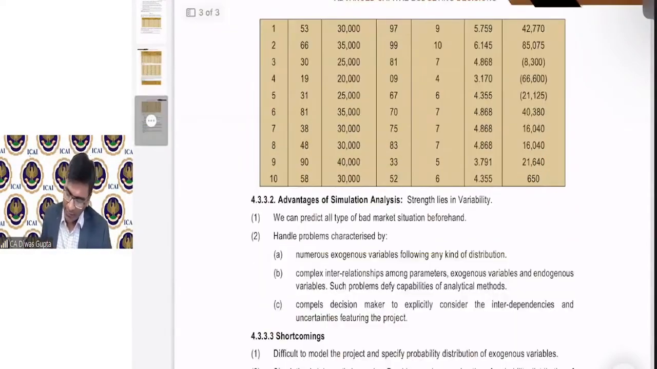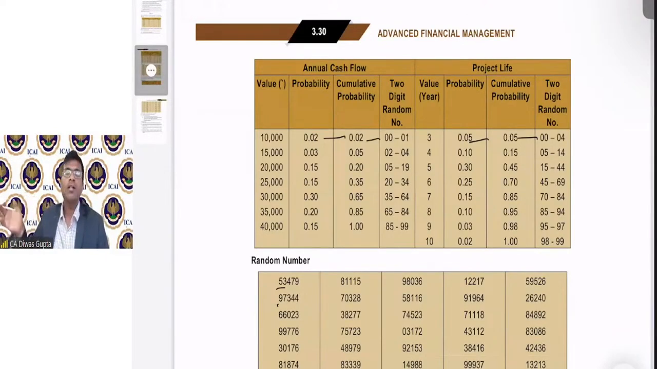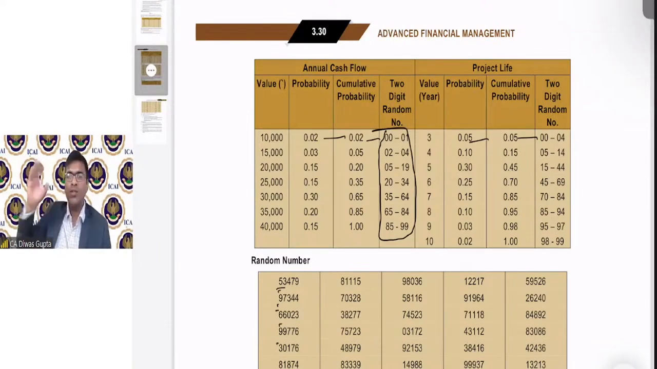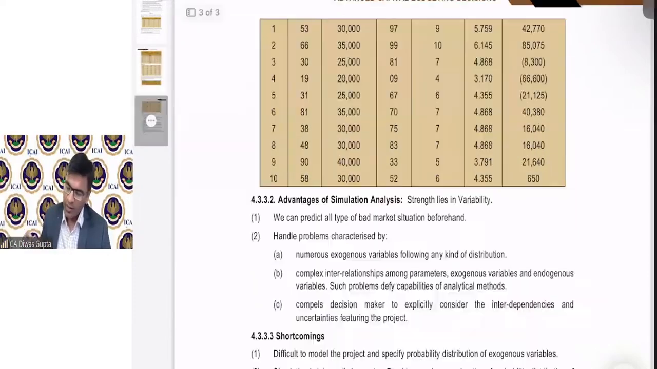Then using these random numbers, which are 6-digit numbers, so don't get confused, we only have to use the first two digits, right? So the first two digits are taken for both annual cash flow and project life, and then the respective value is taken to arrive at the NPV. So if you see, this is an NPV, 42,770 is the NPV, by taking 30,000 times 5.759 minus the initial cash outflow. Simple. Because 5.759 is the annuity factor based on the discounting rate.